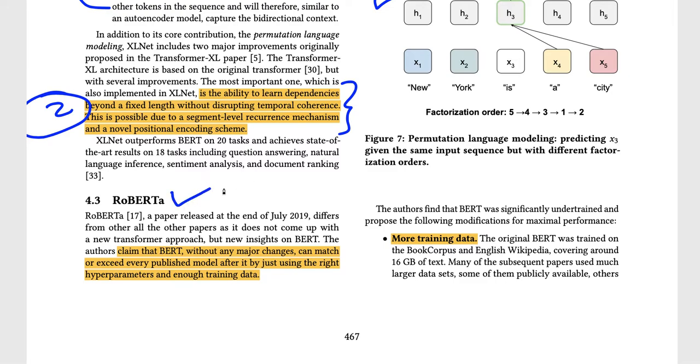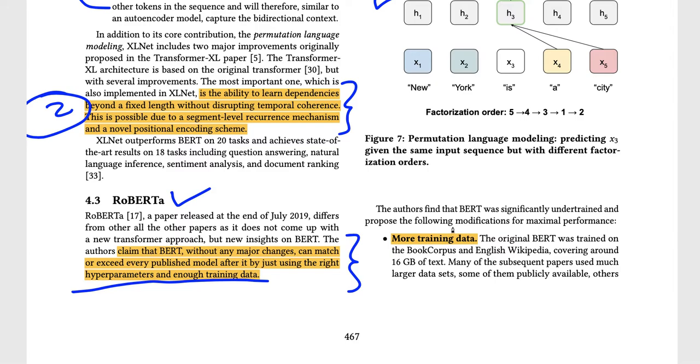Now the RoBERTa paper is a very interesting paper. It talks about how they are not doing anything new. Rather, the authors claim that without making any major changes in the architecture, and just fine-tuning other aspects like training data and so on, BERT itself is sufficient to give state-of-the-art results, right? We have to just fine-tune the hyperparameters and give enough data.